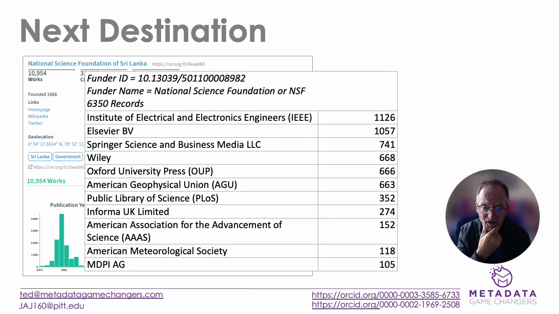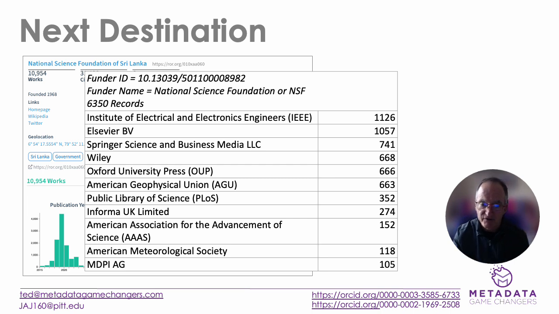So this is a number of publishers that we found in the Chorus data set that we talked about earlier, who have this funder ID, which is the funder ID for National Science Foundation of Sri Lanka, and they have a funder name of either National Science Foundation or NSF. And that's over 6,000 records. And remember that we know NSF is the acronym for the National Science Foundation of Sri Lanka, and also for the National Science Foundation in the US.